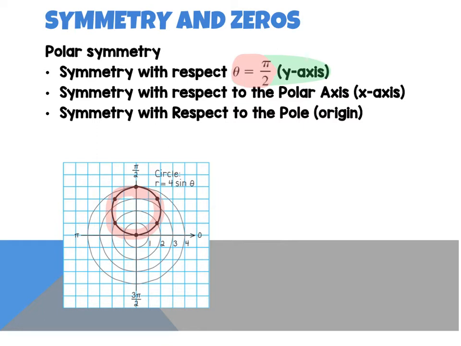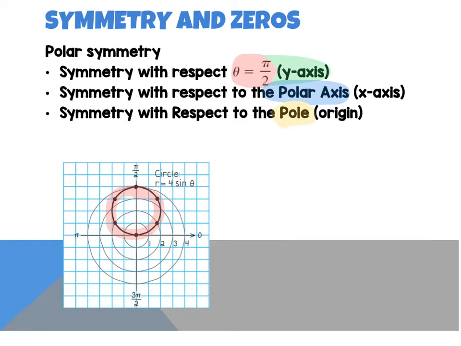The next one is symmetry with respect to the polar axis, and the polar axis is your x-axis. So if I folded this like a hamburger, it would be symmetry with respect to the polar axis. And this one would not be. If I folded it over, it would not be. And then the last one is with respect to the pole, which we used to call the origin. Now we're calling the pole.